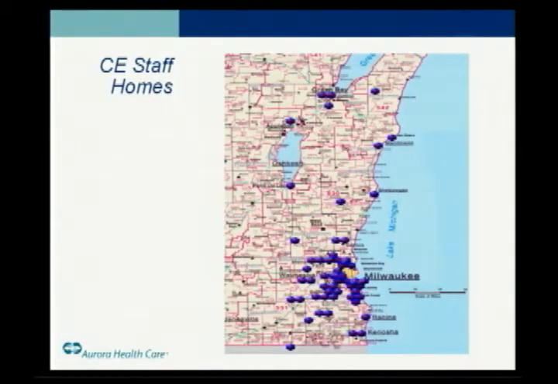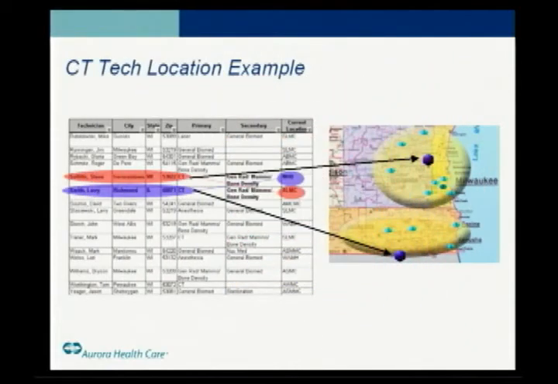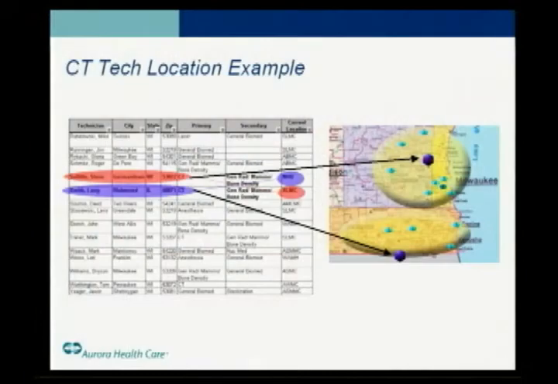This is a map of their homes. Some interesting things came out of that. Here's a situation where in that top circle there was a tech by the name of Steve Solito who lived maybe about half an hour northwest of Milwaukee and traveled every day down to the south region to support CT, general rad, mammography, and bone densitometry. There was a guy that lived in northern Illinois who drove every day up to the metro region, to Milwaukee, to support the same thing. Duh. So we flipped those two guys around.